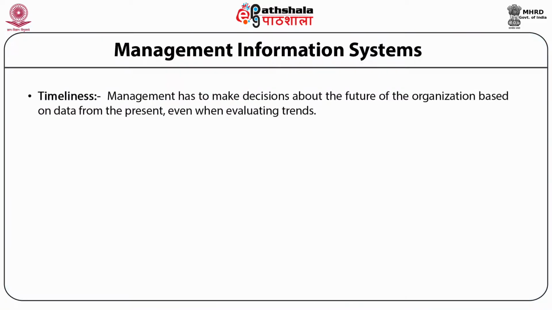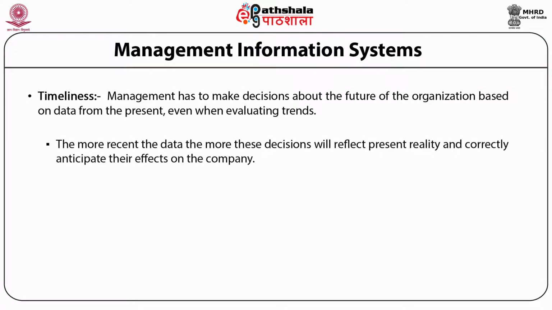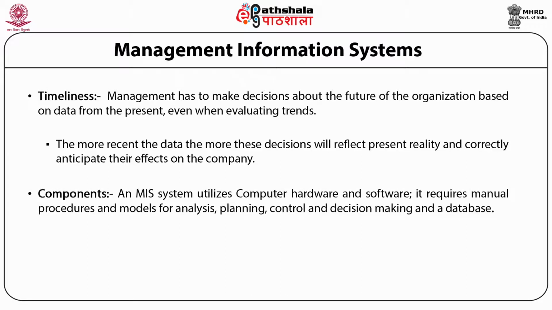Timeliness. Management has to make decisions about the future of the organization based on data from the present, even when evaluating trends. The more recent the data, the more these decisions will reflect present reality and correctly anticipate their effects on the company. Components of a management information system utilize computer hardware and software. It requires manual procedures and models for analysis, planning, control, and decision making, and a database.